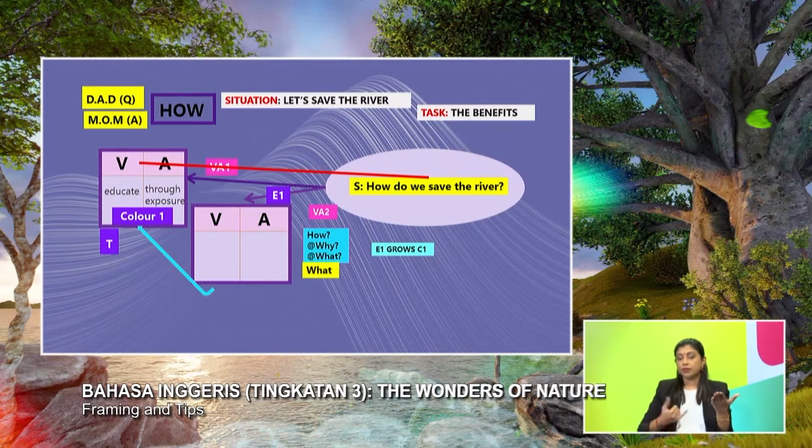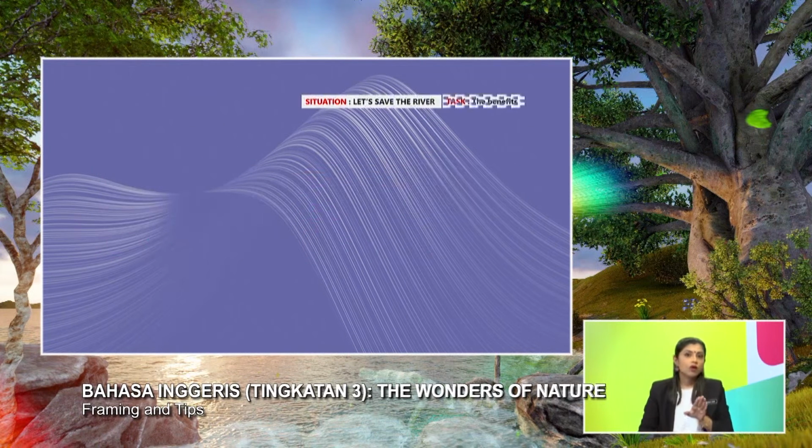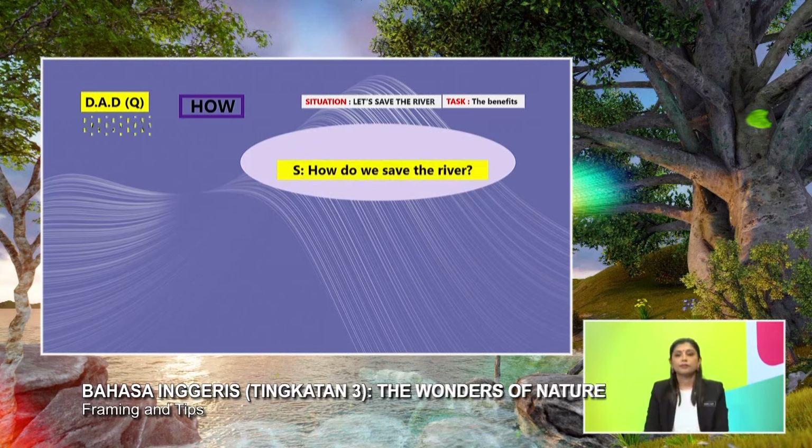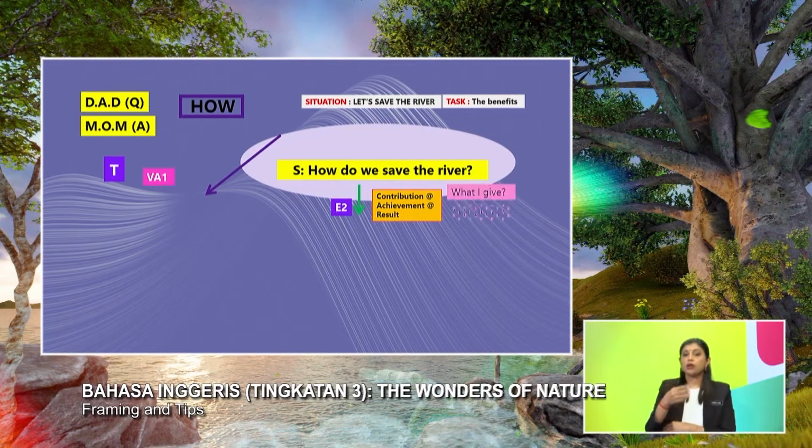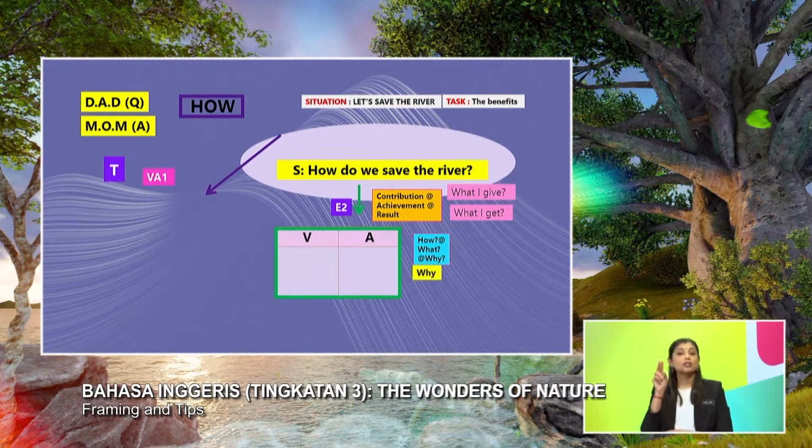So what is the question? What is the activity? Activity of what? Educating through exposure. Can you see the color 1? So you're going to expand the idea. So that gives you an answer, a new answer. So what is it? Go on a walk by a local river. So let us proceed to the second E very quickly, guys. So the second E, E2, grows color 2. So let us grow using how, what, and why.